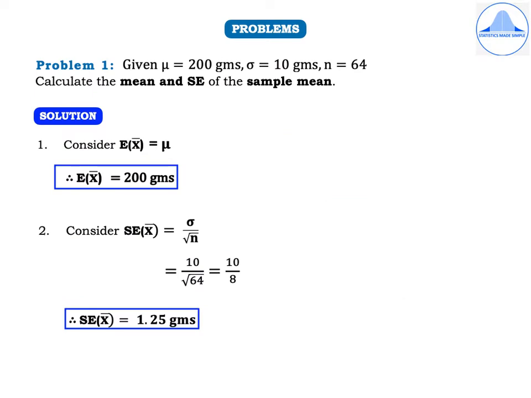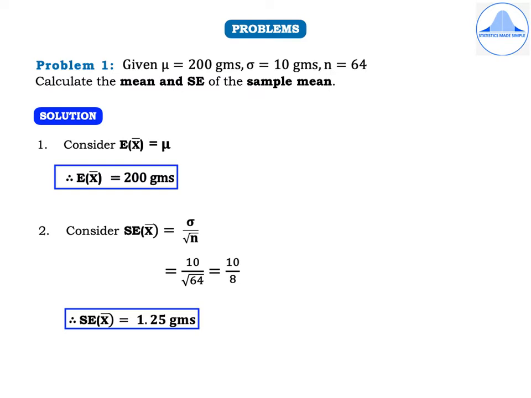This problem is a 2 marker. There will be 1 mark for the formula and 1 mark for the answer. Problem 1. Given mu equal to 200 grams, sigma equal to 10 grams, n equal to 64, calculate the mean and standard error of the sample mean.